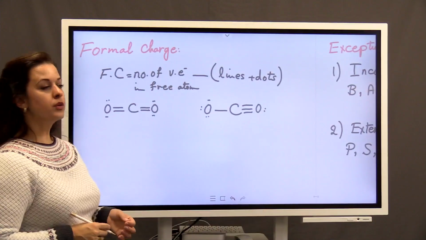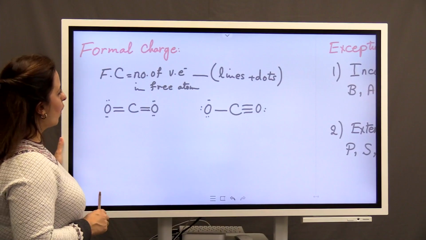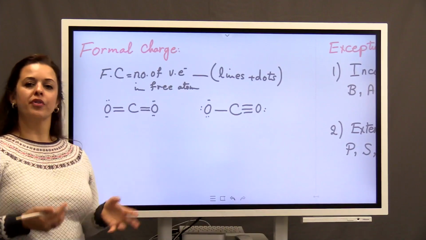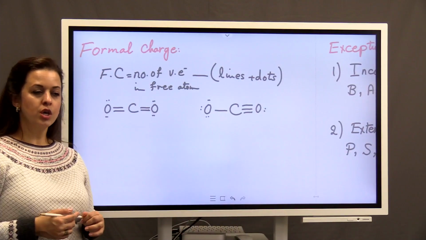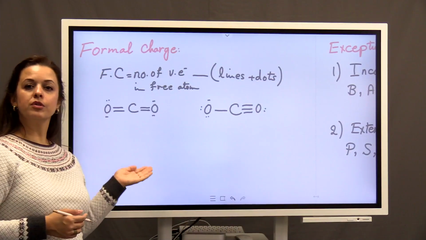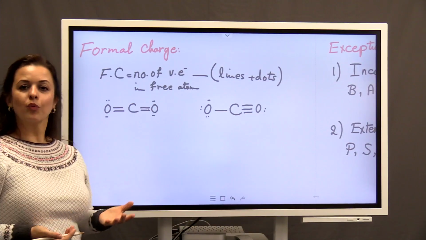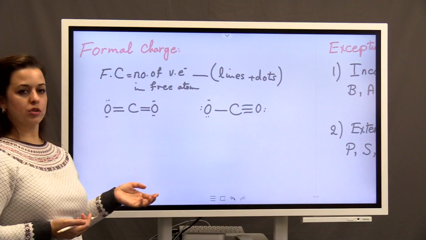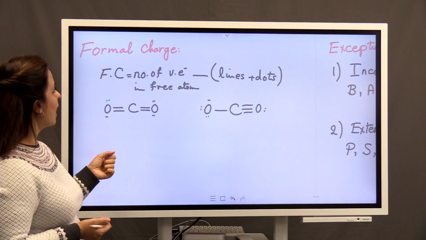Another thing you need to know is formal charge. What is formal charge? First of all, it's a hypothetical charge. It does not exist. You just count this formal charge to decide between two resonance structures. Sometimes you come up with more than one possible resonance structure and you want to decide. So let's see how you approach that.